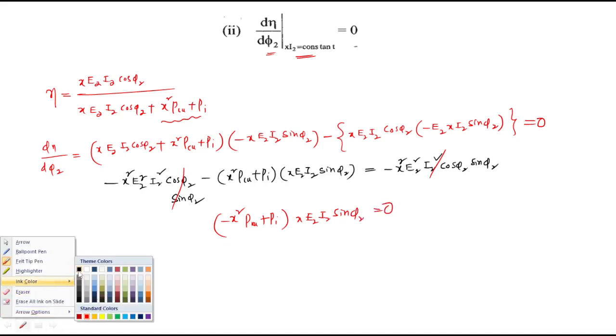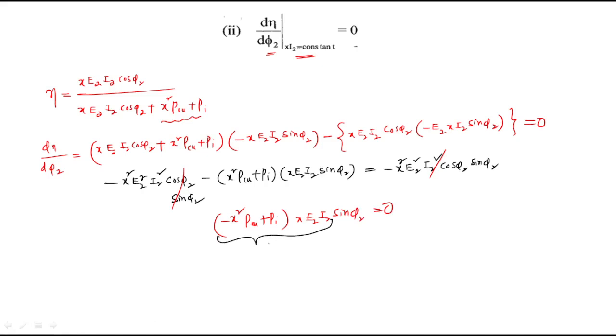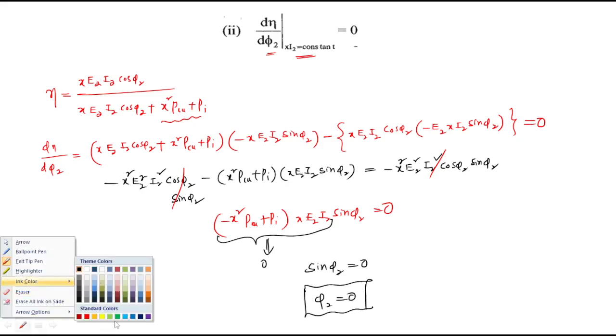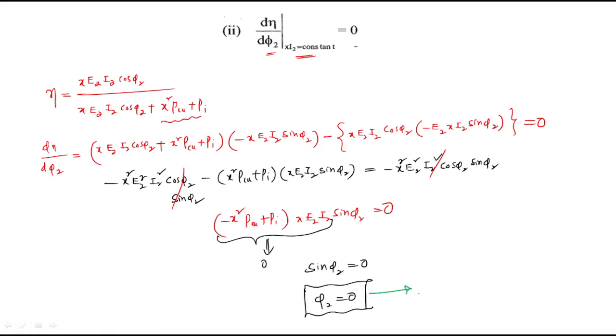Therefore, for the entire expression to equal 0, only one term should be present: sin phi2 should be equal to 0. Therefore phi2 should be equal to 0. What is the condition? UPF, that is, the power factor is unity at maximum efficiency. What are the conditions to get maximum efficiency? Iron loss component should be equal to copper loss component, and the second condition is that at maximum efficiency the power factor is nothing but unity power factor. This is the second condition.